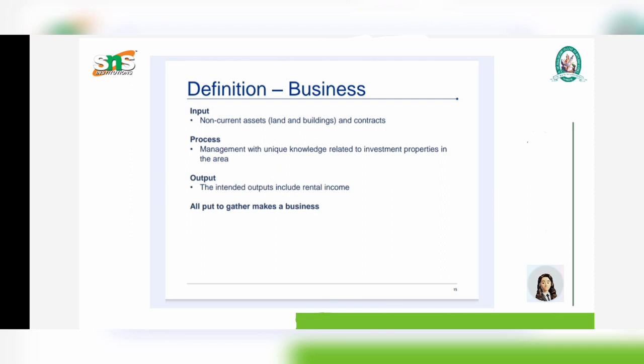Next we are going to see what an acquirer and acquisition date are, which comes under business. Let us see what a business is. Input: we are giving non-current assets and contracts, processes, management and unique knowledge related to the investment properties in the area. Output: the intended output includes rental income.